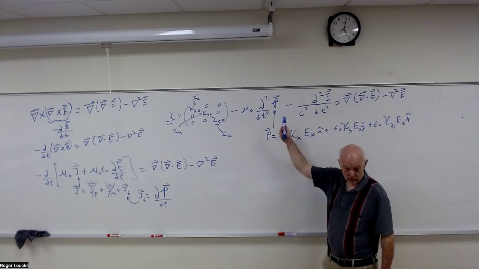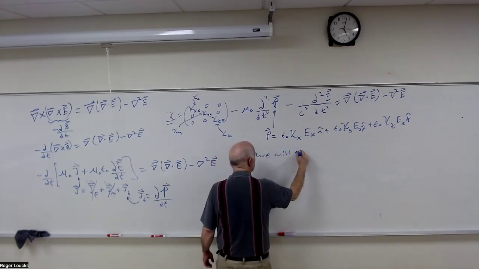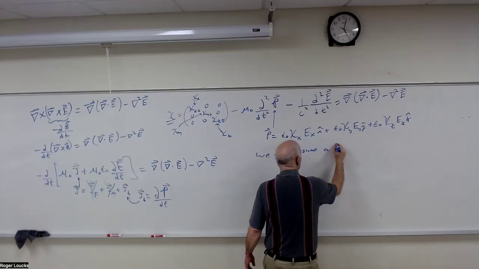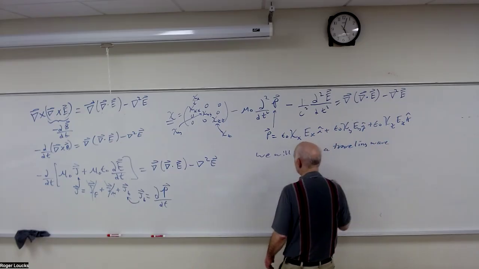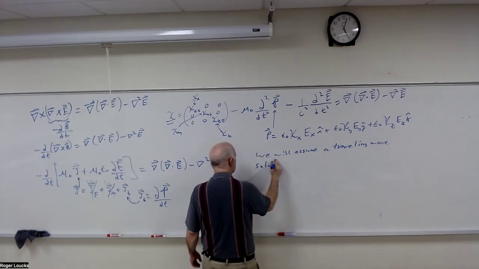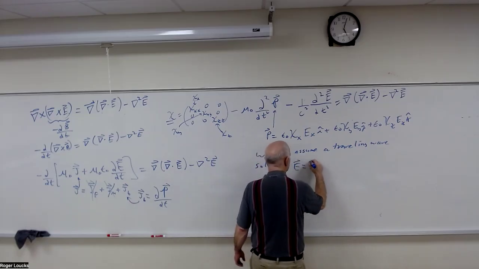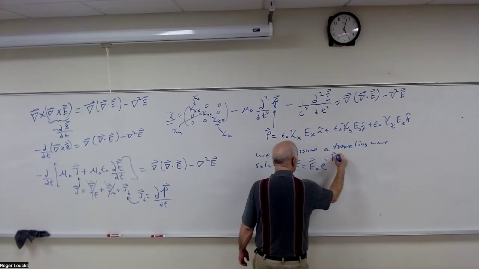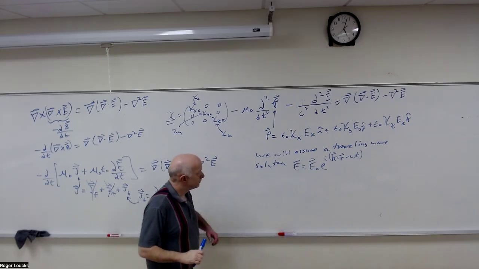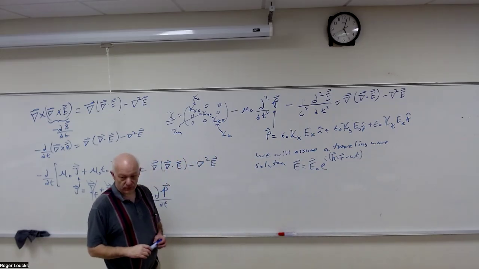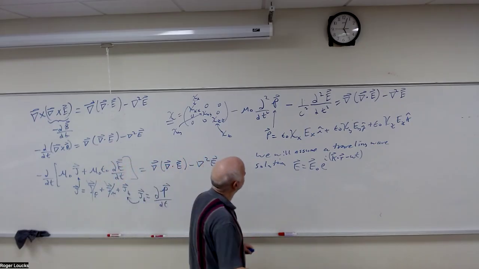Okay. Now we will assume a traveling wave solution. I'm going to say that this E is going to be E naught e to the i, k dot r minus omega t. Make sense? Okay, this is going to hurt. Let's start.